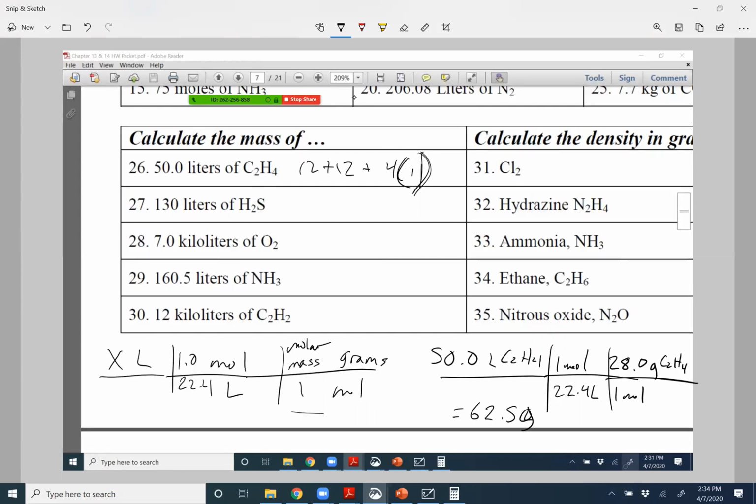Or grams. And that makes sense because, again, look at our volume. Our volume is like twice that of the regular volume. So we're going to have about twice that of this number. But we're actually a little bit more than twice. So we get a little bit more than 56. We get 62.